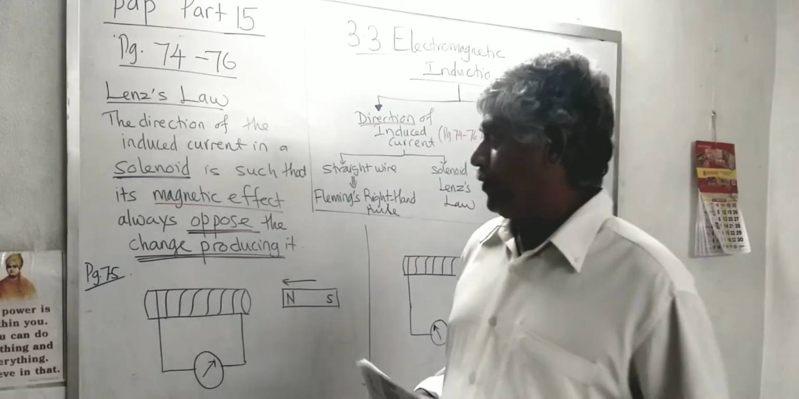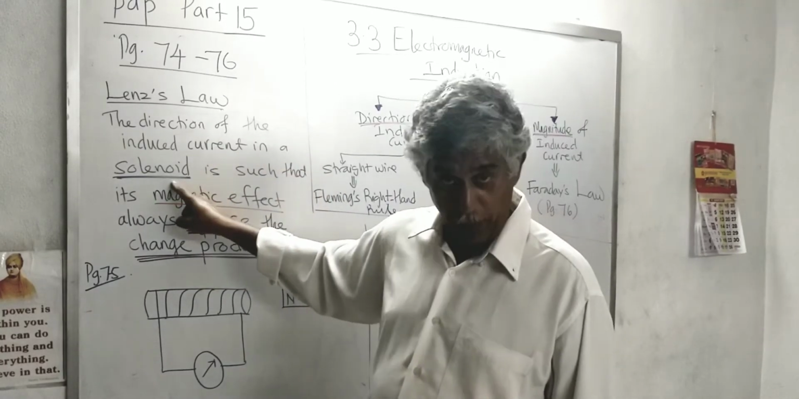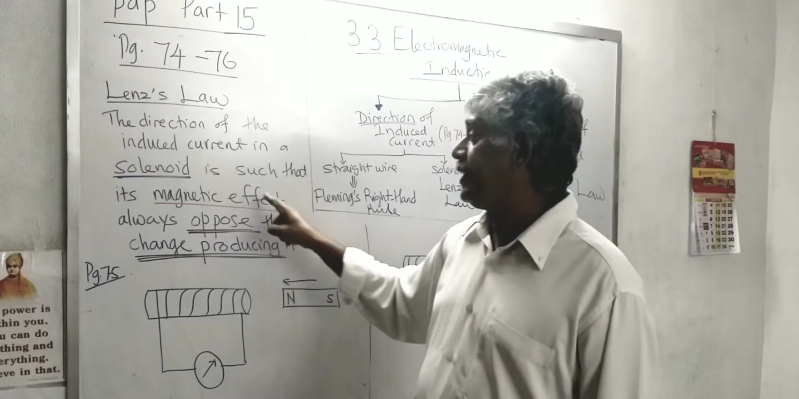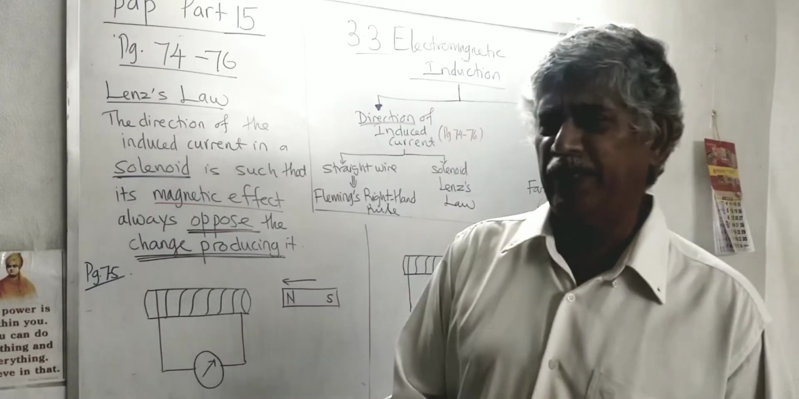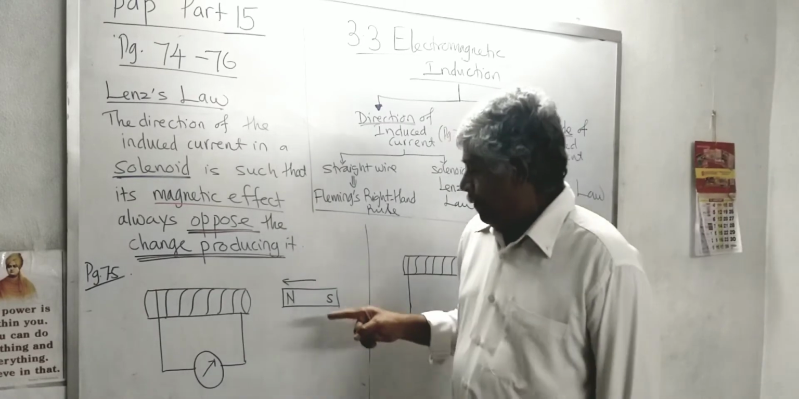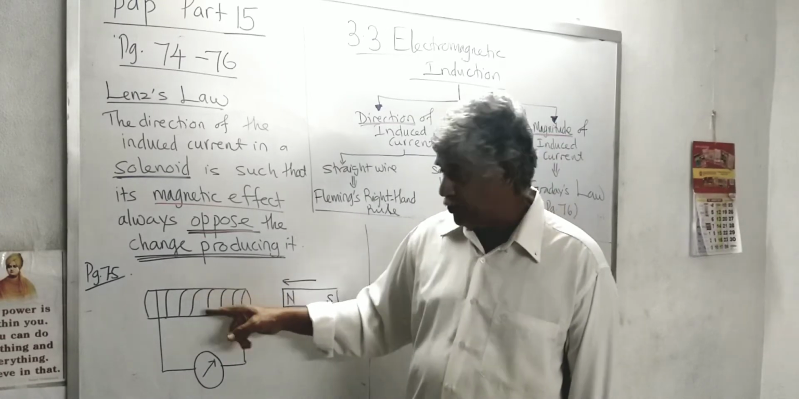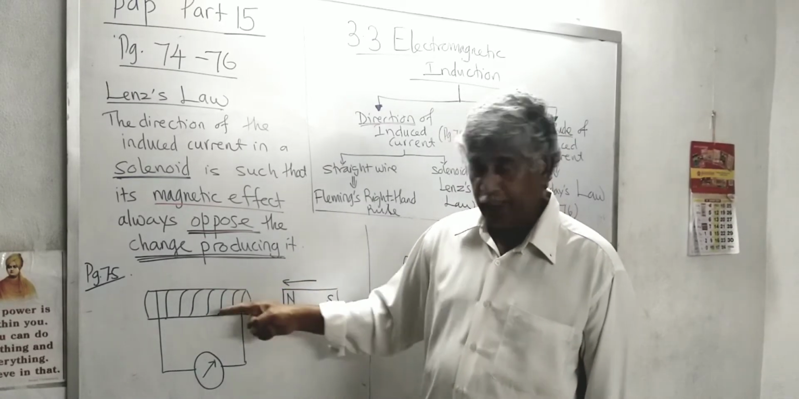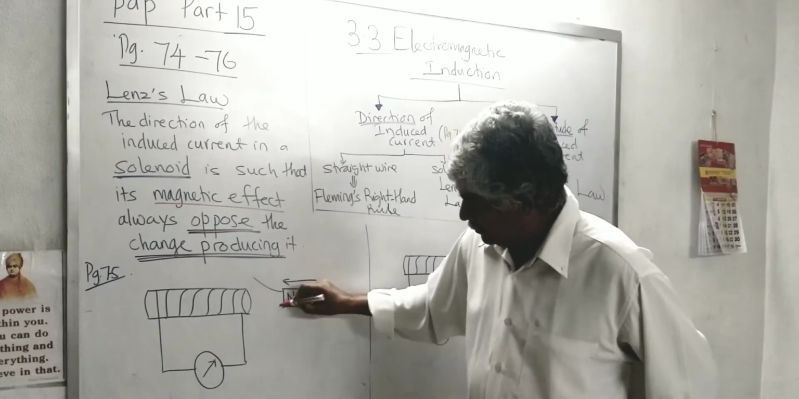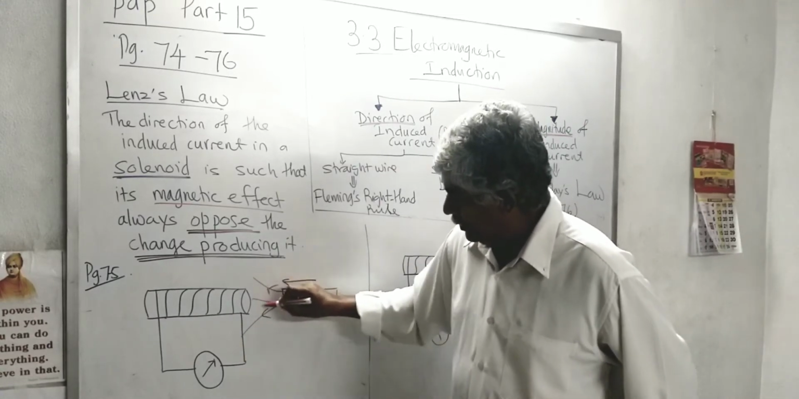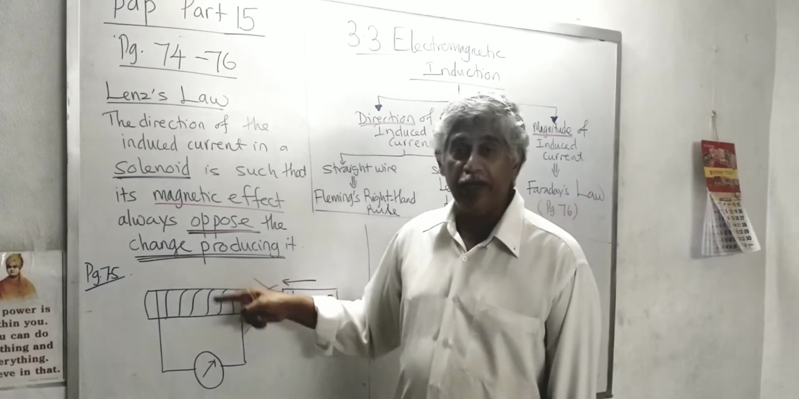Alright, so what is mentioned here? The direction of the induced current in a solenoid is such that its magnetic effect always opposes the change producing it. So what does it mean? Meaning, when the magnet pushes through this solenoid, definitely there's a current induced, because this solenoid conductor is cutting the magnetic field of this magnet. There's a magnetic field in this magnet, and this magnetic field is being cut. So when it is cutting the magnetic field, it will induce current.